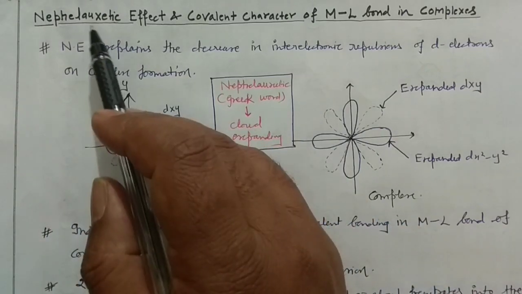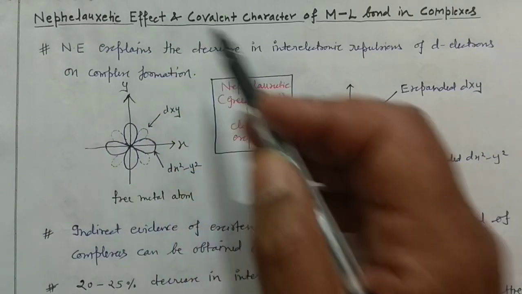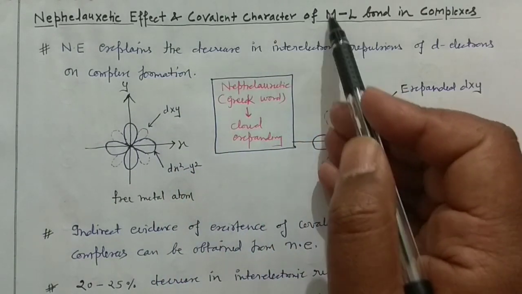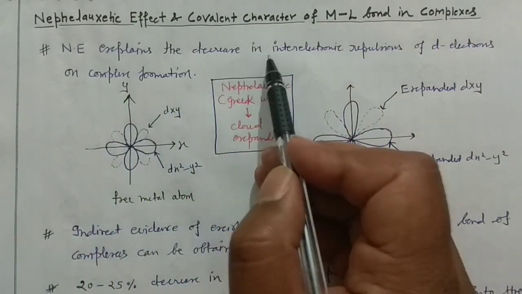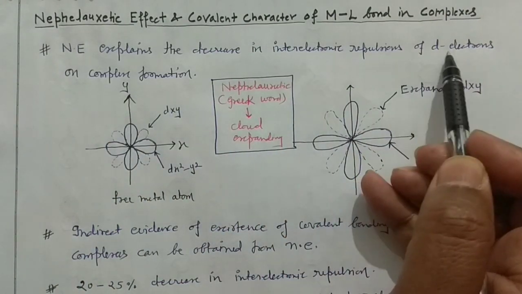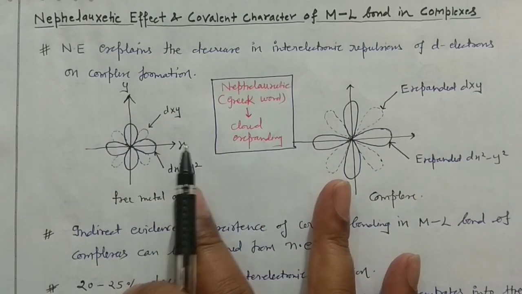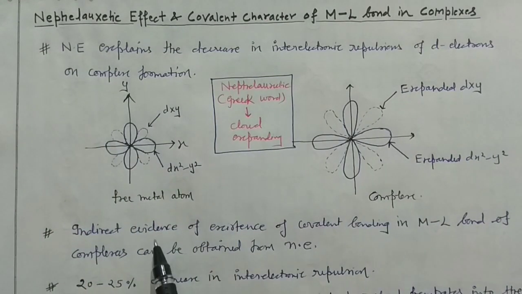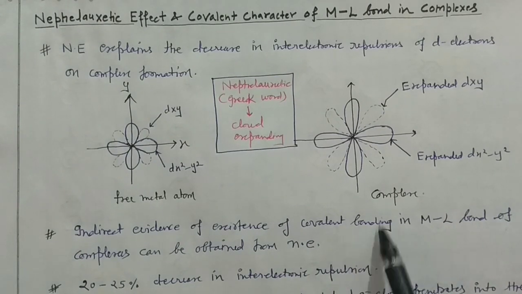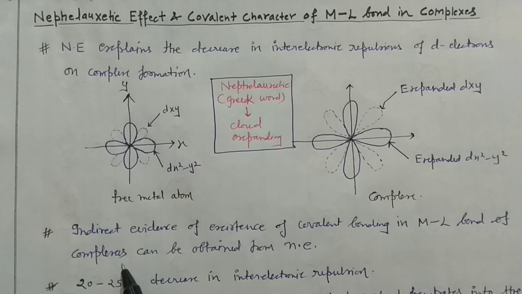Here you can see the heading which I have given to this topic: NEPHELAUXETIC effect and the covalent character of the metal ligand bond in the complexes, okay? So your N effect explains the decrease in the interelectronic repulsions of the d electrons on complex formation, as I have explained to you. This thing is very, very important. And of course this NEPHELAUXETIC effect is the indirect evidence of the existence of covalent bonding in the ML bond of any complex, okay, right?